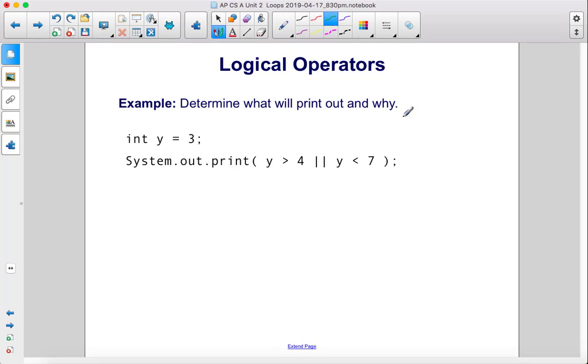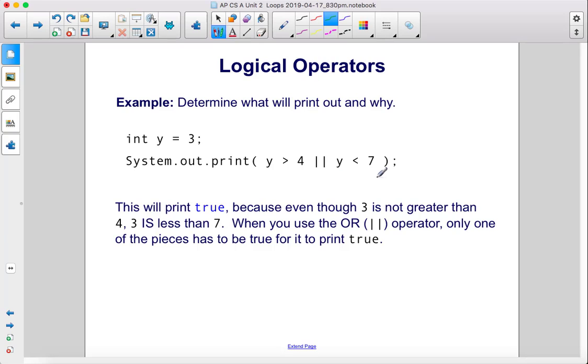Determine what will print out and why. Int y equals 3. Y is greater than 4. Well, 3 is not greater than 4, so the left-hand side is false. However, now we'll check the right side, because this is an OR operator. 3 is less than 7, so that's true. Since the right side is true and this is an OR, this whole thing will print out true.